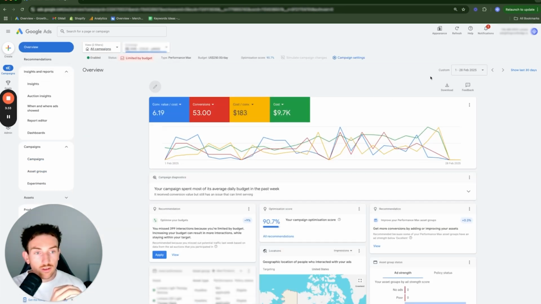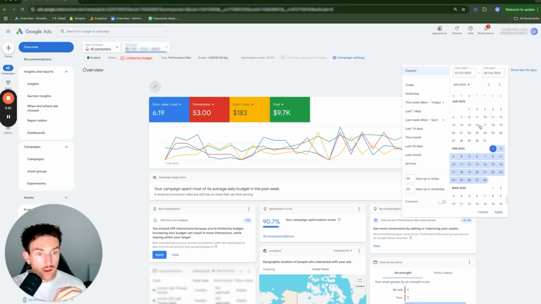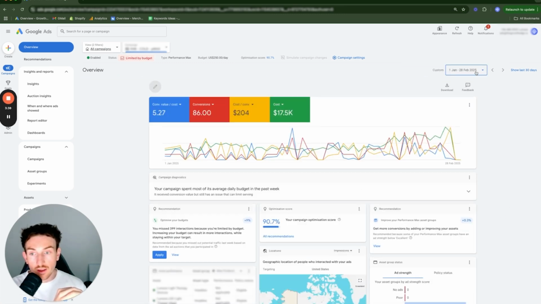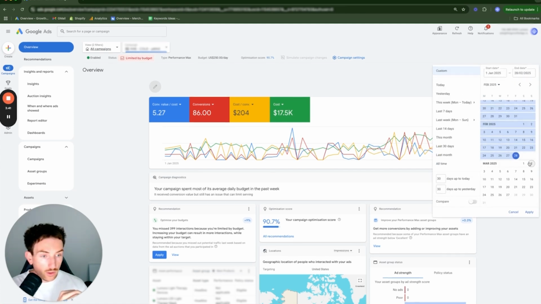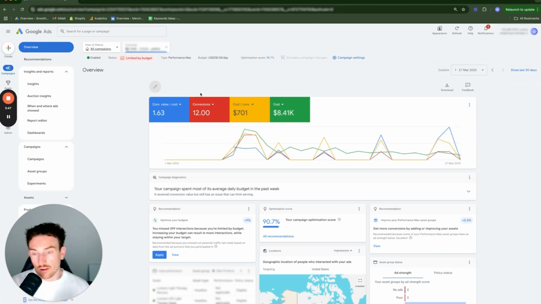As you can see here, February, 6x return on ad spend. You can see we'll just look at January and February together, 5.27 overall, relatively decent. Their target is a 4. But as you look here, in March, they've gone down to a 1.63x return on ad spend, and they made the change at the beginning of March.